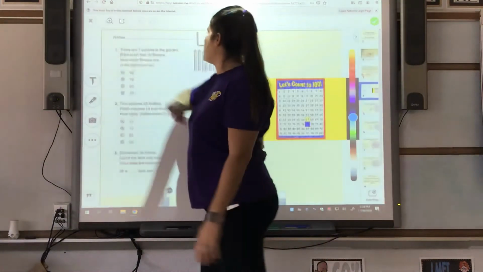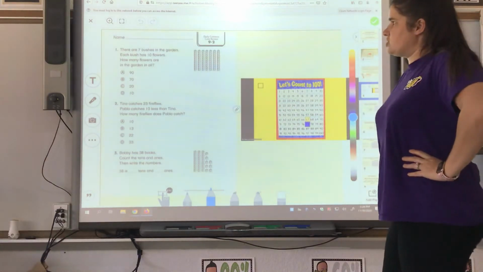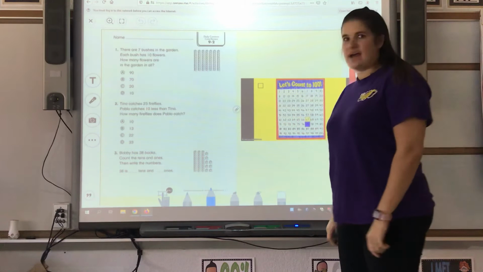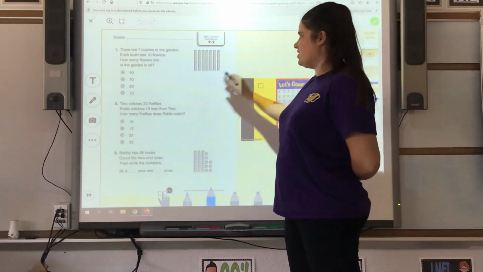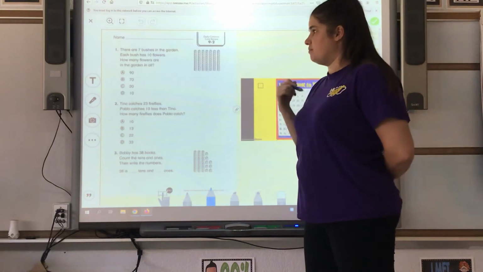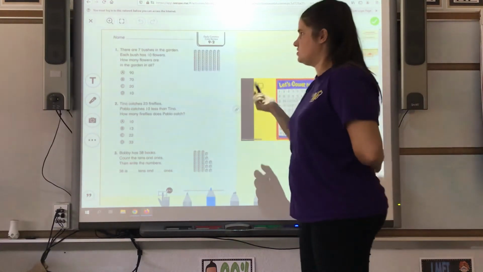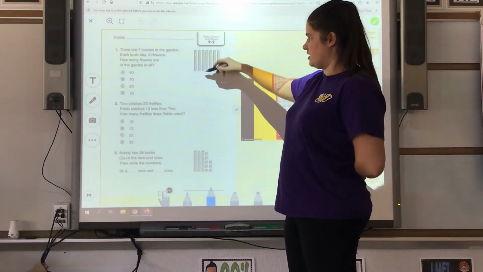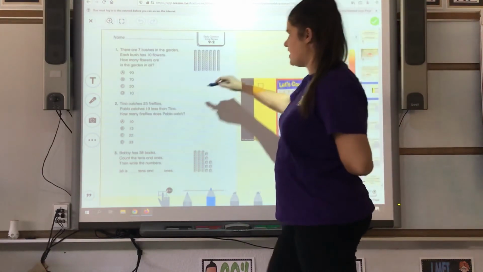Okay, so let's do our review. It says there are 7 bushes in the garden. Each bush has 10 flowers. How many flowers are in the garden? All in all. So in order to figure that out, you're going to count your tens by 10. You're going to count them by 10 in order to figure out what your answer is. So I would say 10, 20, 30, 40, 50, 60, 70.